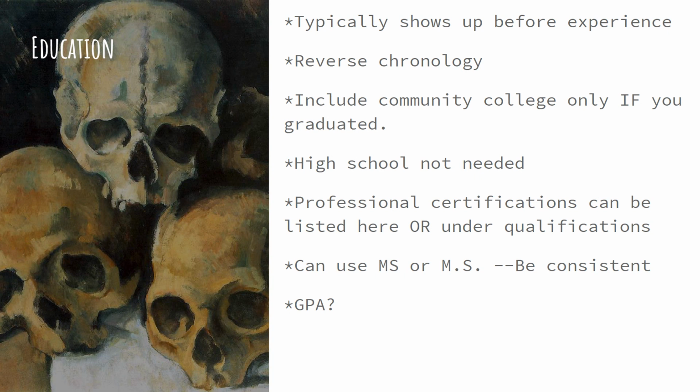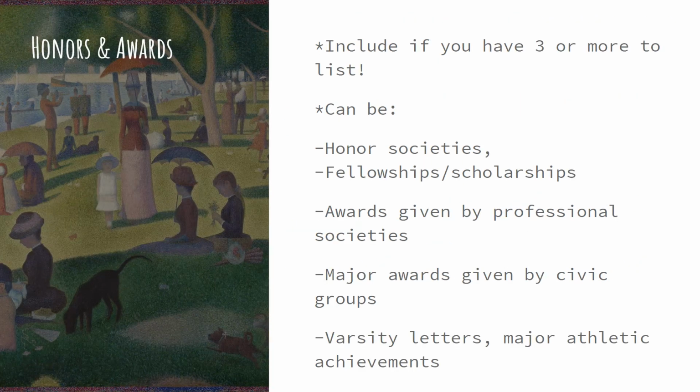And if you list your major GPA versus your overall GPA, you need to be clear that that's what you're listing. So maybe you have a 3.8 in your major and you have a 3.1 overall. You can't just say you have a 3.8 GPA. It's not really ethical. So make sure you define that if you include that.